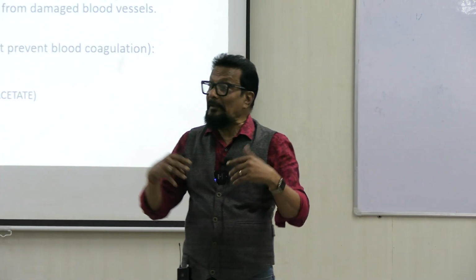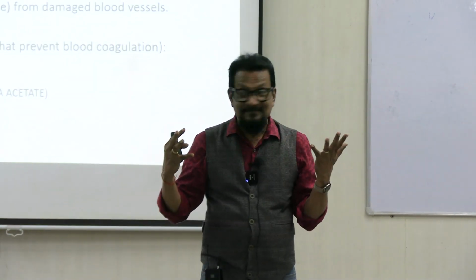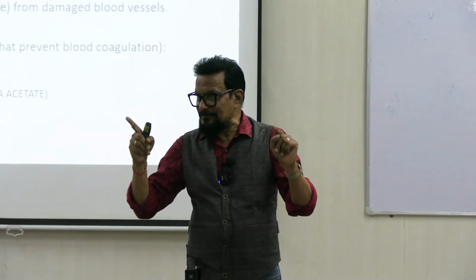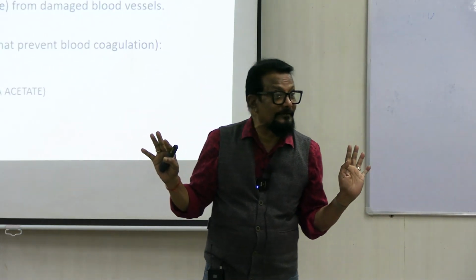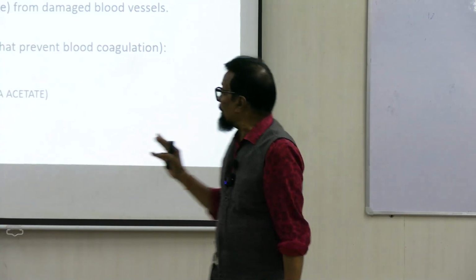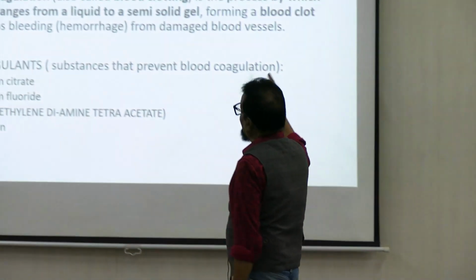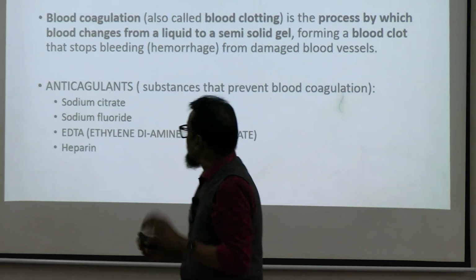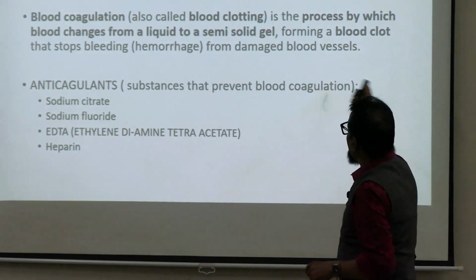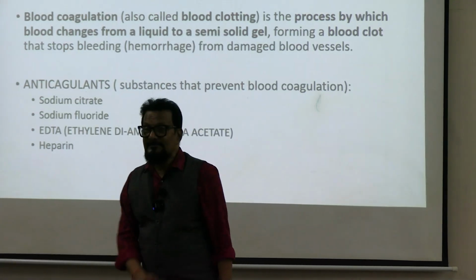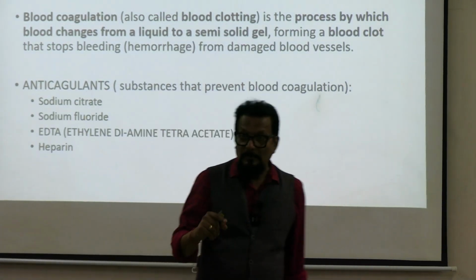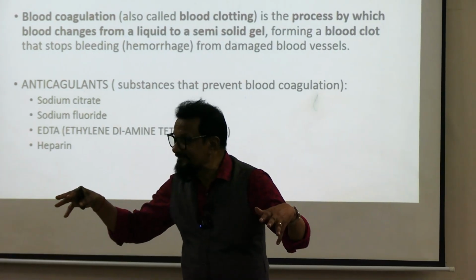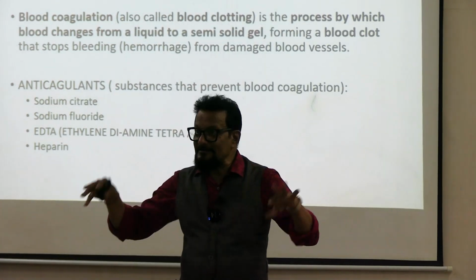There are various processes involved with this. We will study them, and these are very important for you. Long type questions, short type questions, all these are important, so you have to learn it carefully. The semi-solid structure we get is called a clot. Why does it happen? I told you it is a protective mechanism. What protection? It prevents hemorrhage. It prevents loss of blood.